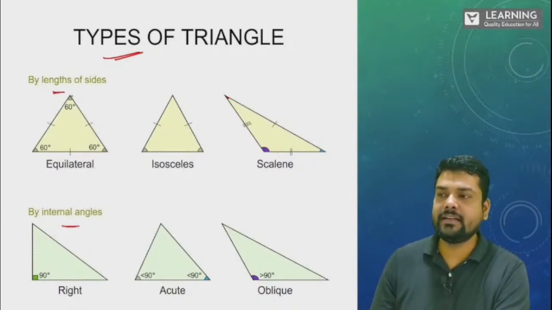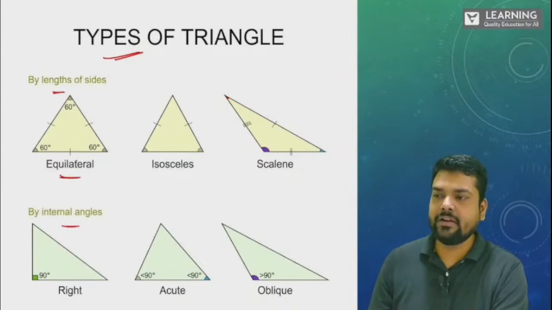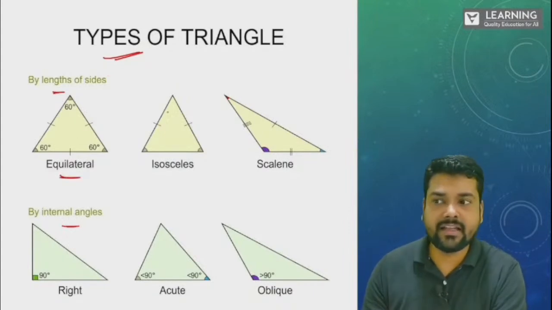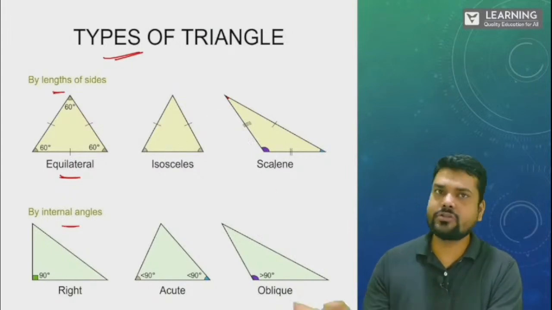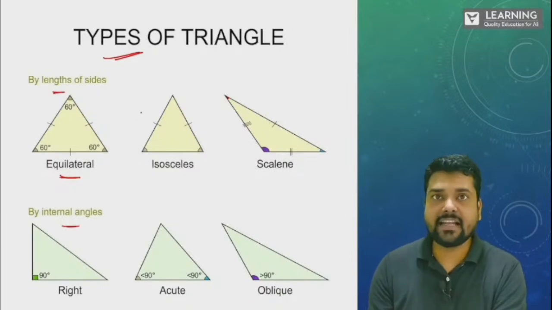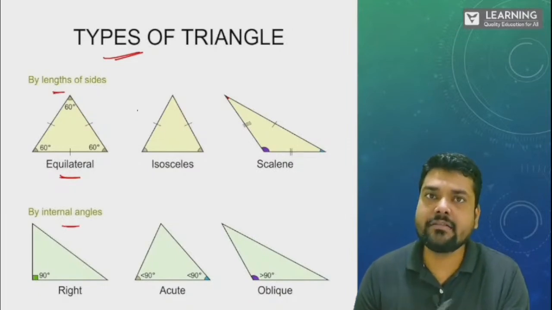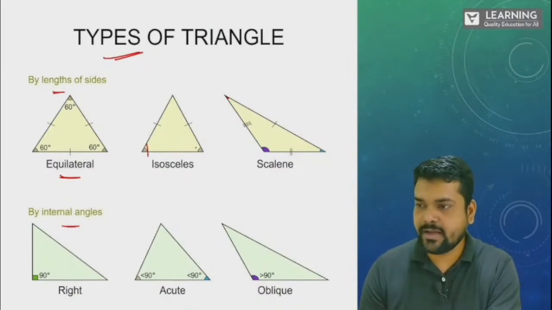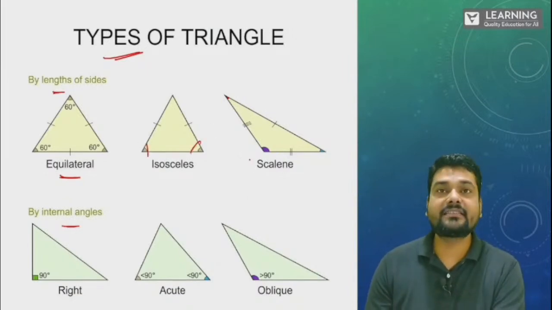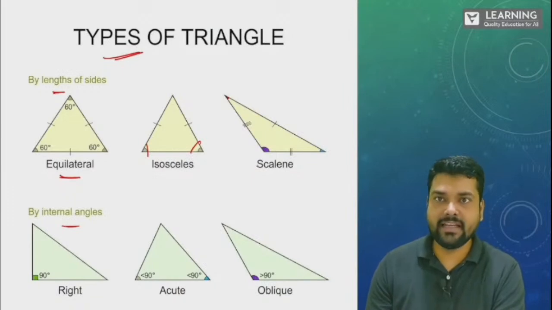According to length, it is an equilateral triangle in which all the three sides are equal in length. Then it is an isosceles triangle in which only two sides are equal in length. Then scalene triangle where no sides are equal. And if sides are equal, that means the angles will also be equal. If two sides are equal, only two angles will be equal. And if it is scalene, that means no angles will be equal.